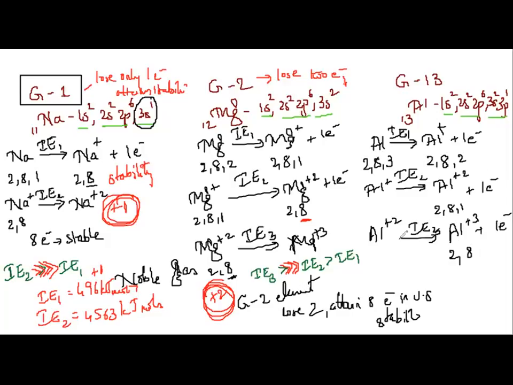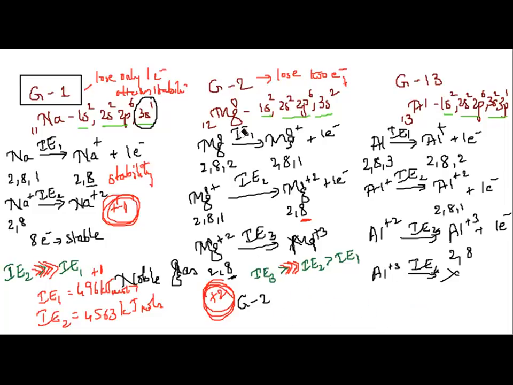Now, if I take Al plus 3 and apply the fourth ionization energy, can I say the electrons will be lost easily? Yes, the electrons will be lost easily just by applying more ionization energy than the third one. Can I just conclude that by applying an ionization energy, the fourth ionization energy, little more than the third ionization energy, the electron will be lost?